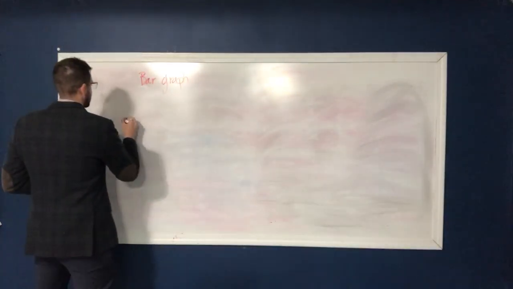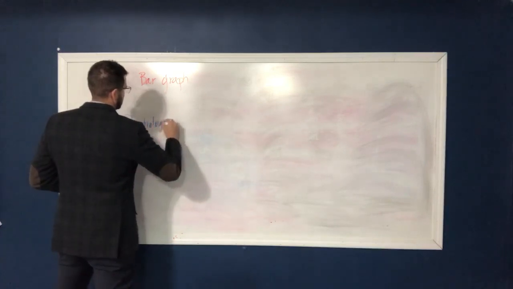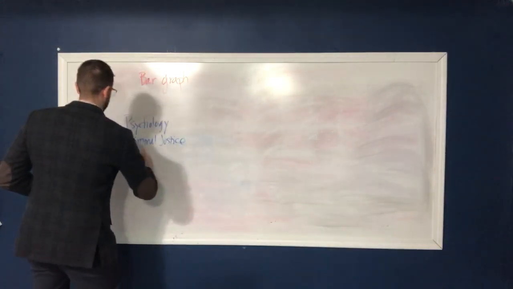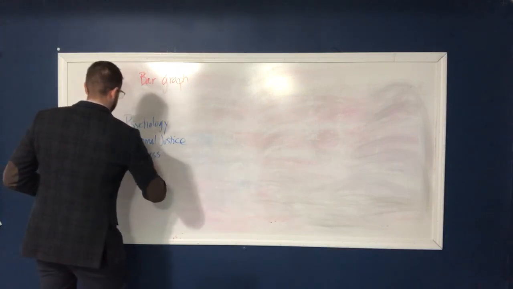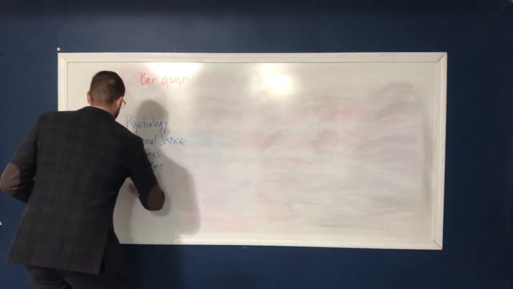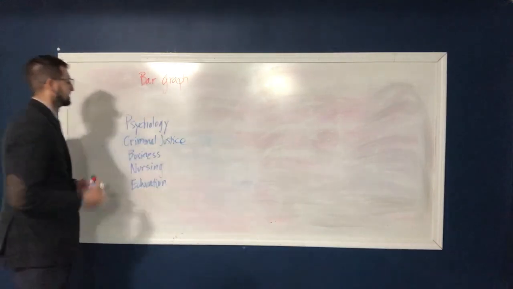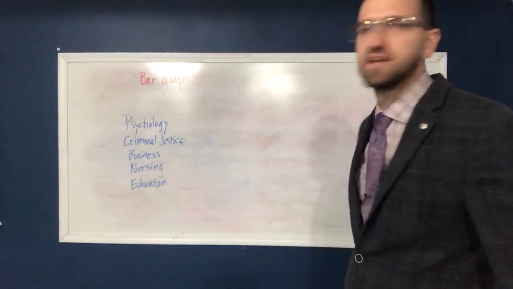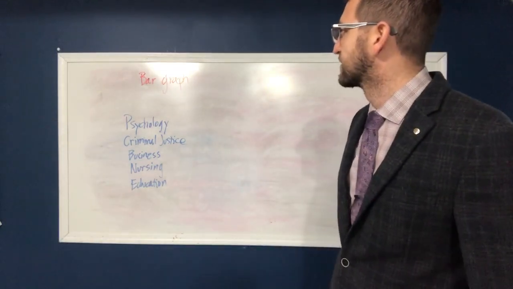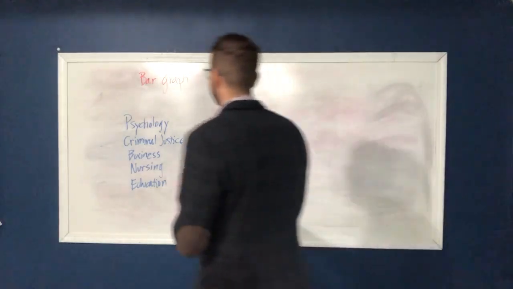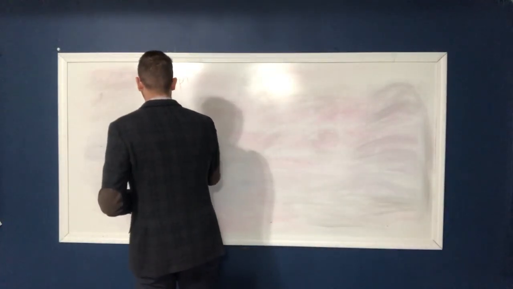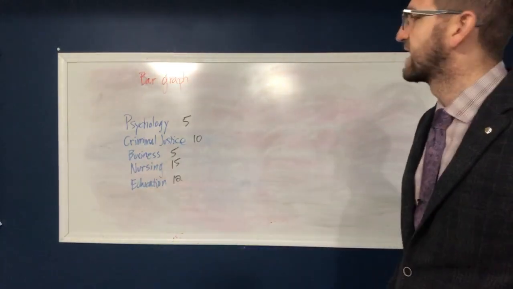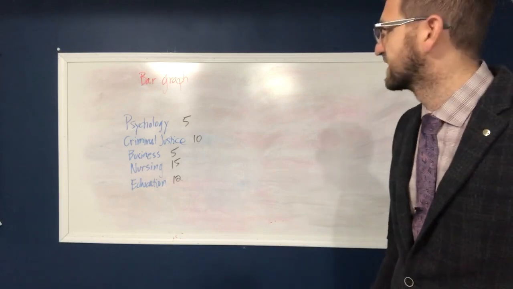So let's say we have psychology, criminal justice, business, nursing, education. So let's say these are my 5 categories, right? So I have students who are psychology majors, students who are criminal justice majors, students that are business majors, students who are nursing majors, and students who are education majors. So let me just make up some numbers. I have 5 students who are psychology majors, 10 that are criminal justice, 5 that are business, 15 that are nursing, and 12 that are education.